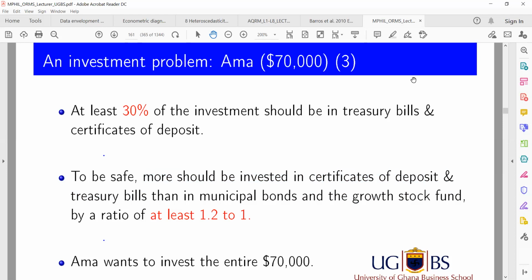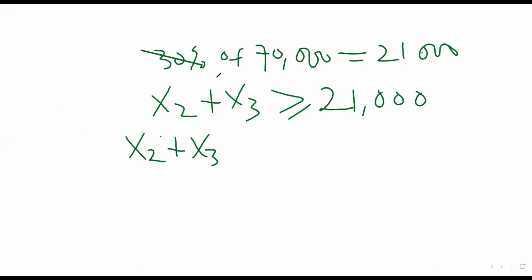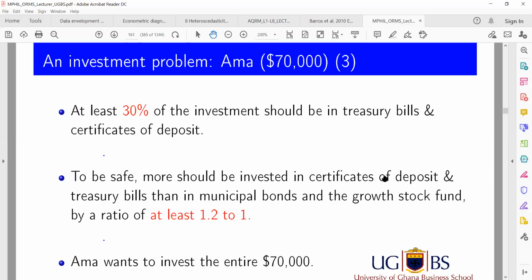If you look at the way I formulated the certificate of deposit and the treasury bills, which I formulated as X2 plus X3, what do you think I'm going to do to municipal bonds and growth stock? The same thing, I'm going to add them. But let me put that addition somewhere because we don't know the connection yet. X1 plus X4. So we know that we're going to add them. Now go to the storyline. It says that more should be invested in CDs and TBs than in municipal bonds and growth stock by a ratio. Now we've got a picture.